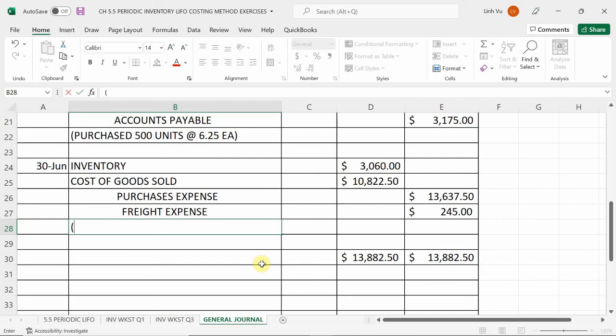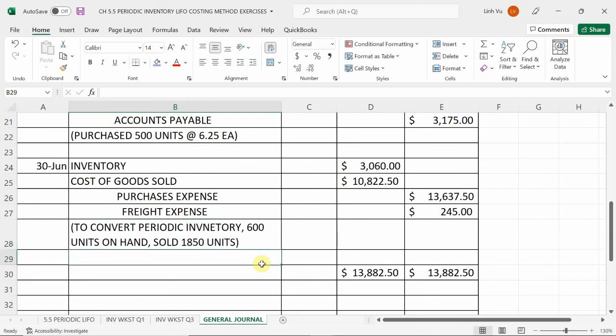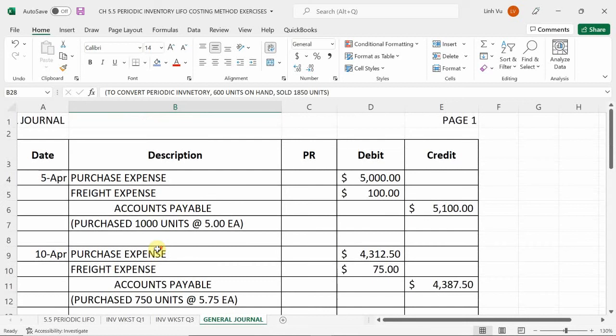And I can write here, to convert periodic inventory. Of course you can make a note saying that you have 600 units on hand, and you can also make a note saying you sold 1850 units. Whatever piece of information that you find necessary to support this transaction. Okay, all right, so that's part 1 of the inventory worksheet.